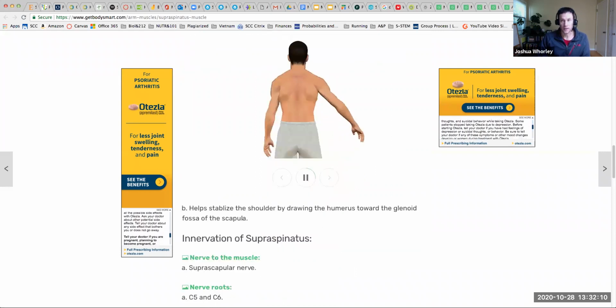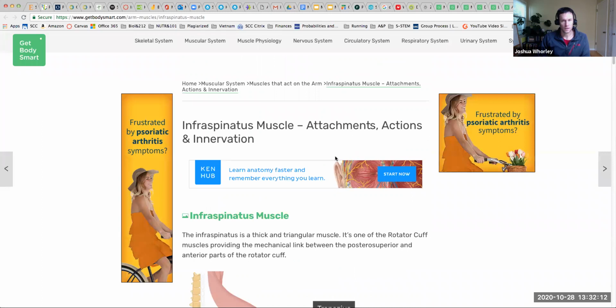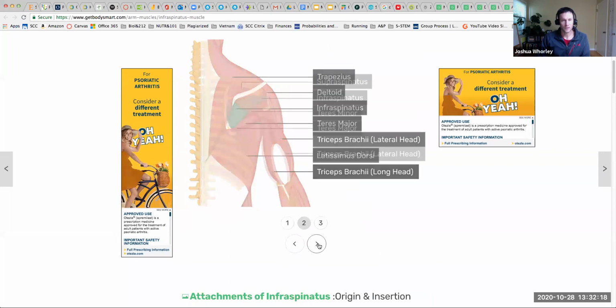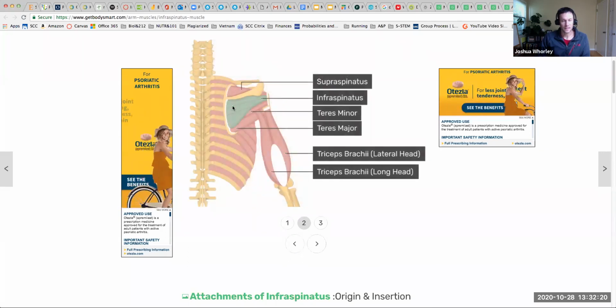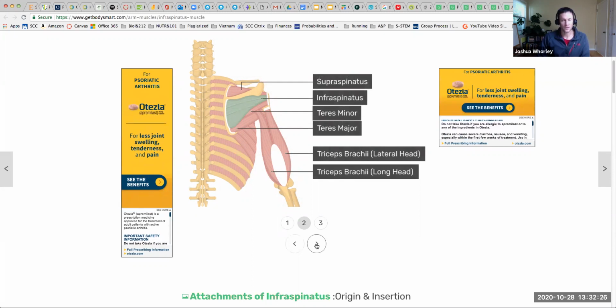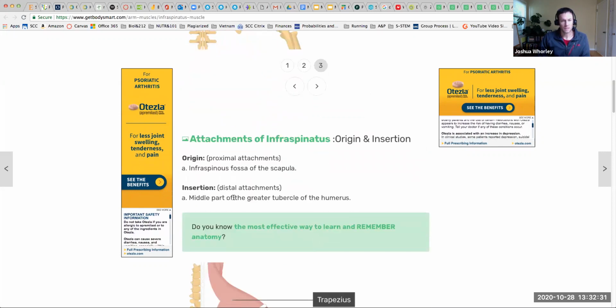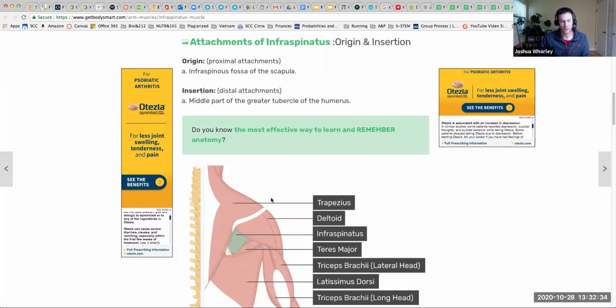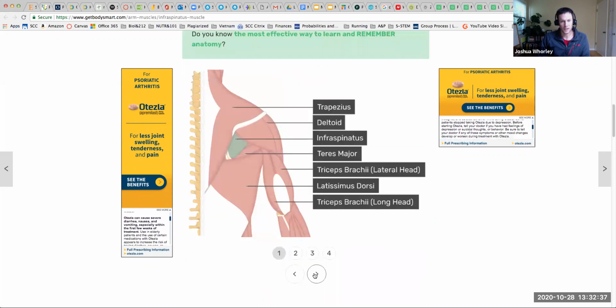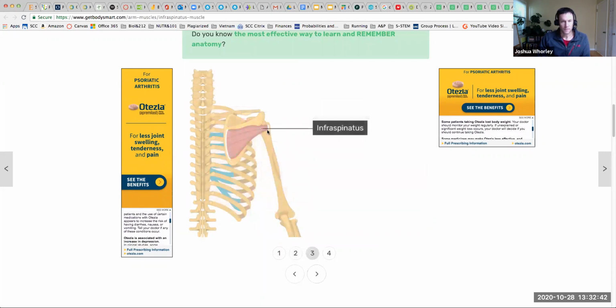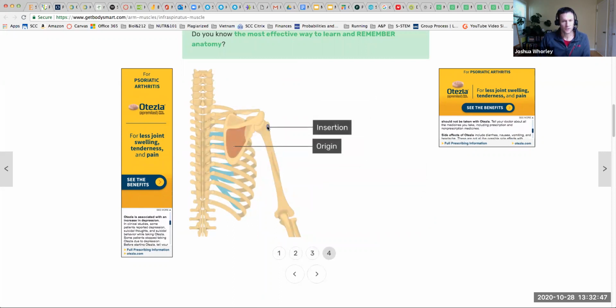Okay, then we have our infraspinatus. Now this is again on the back, right? We'll pull all that away. That's the supra, that's the infra. So it's on the infraspinous fossa of the scapula, right? That's the origin of it. So there's our infraspinatus, inserting on the middle part of the greater tubercle of the humerus. So very close to the supraspinatus, right? But this is sort of the medial portion rather than the superior portion of that greater tubercle. So here we are with our origin, infraspinous fossa, and insertion.